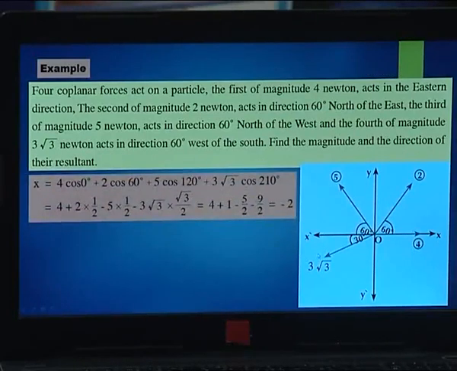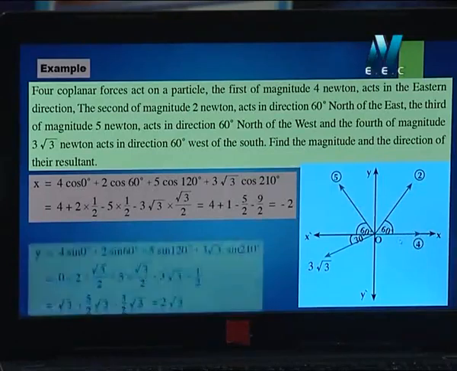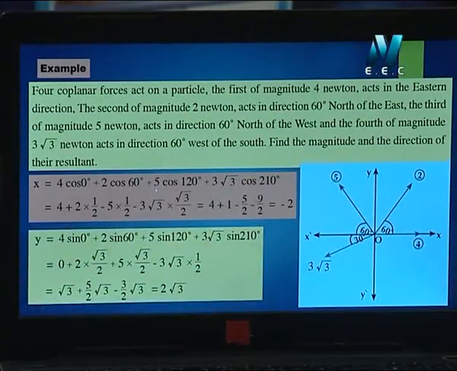Let's go to x. X here equals 4 cosine 0, because the angle between this force and OX equals 0, because its effect is on x. Then 2 cosine 60, 5 cosine 120. What is 120 here? We have here all angles between the force and OX. The first 0, the second 60, the third 120, the fourth equals 300. So x equals all these forces. Their sum here equals -2.